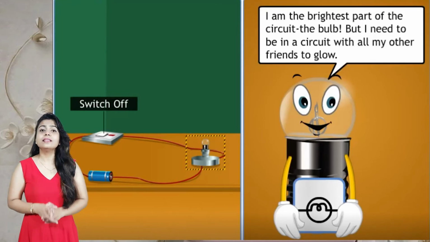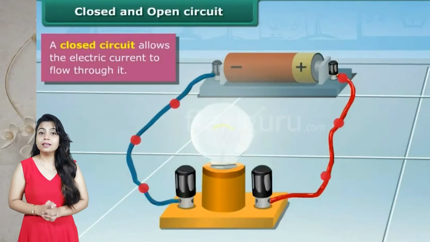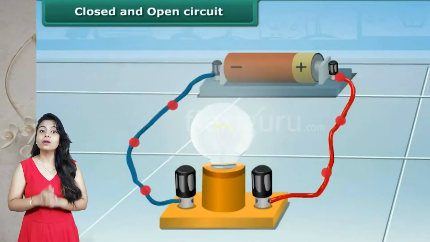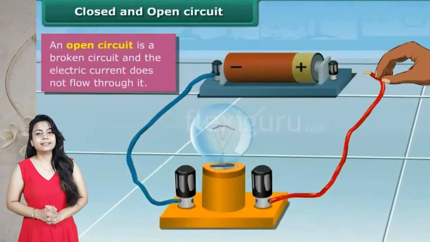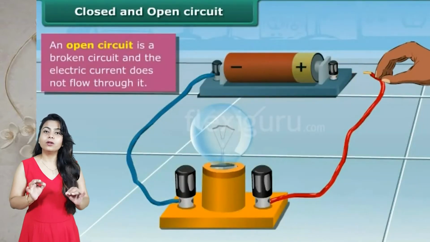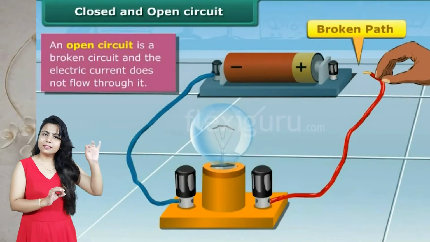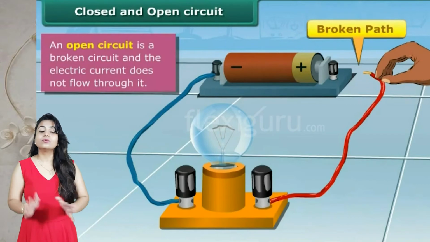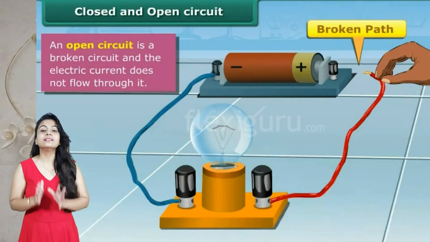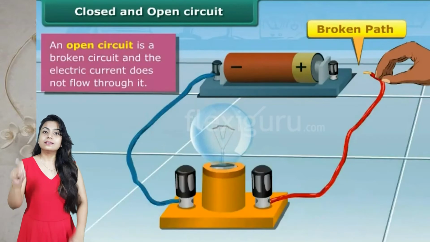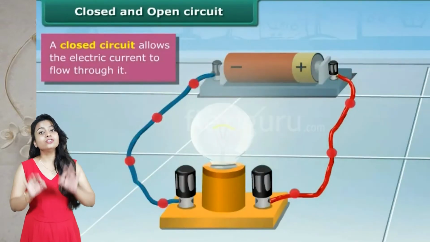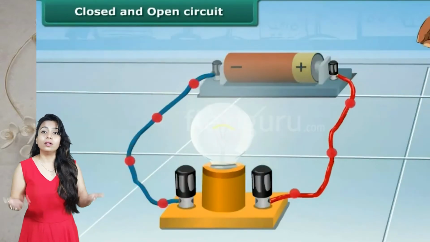Now for glowing this bulb, there is one condition, that is the circuit should be complete or closed. Yes, if the circuit is open or broken at some point, then your appliances will not work because the circuit is not complete. So the circuit should be complete and wiring should be proper for running all the appliances.